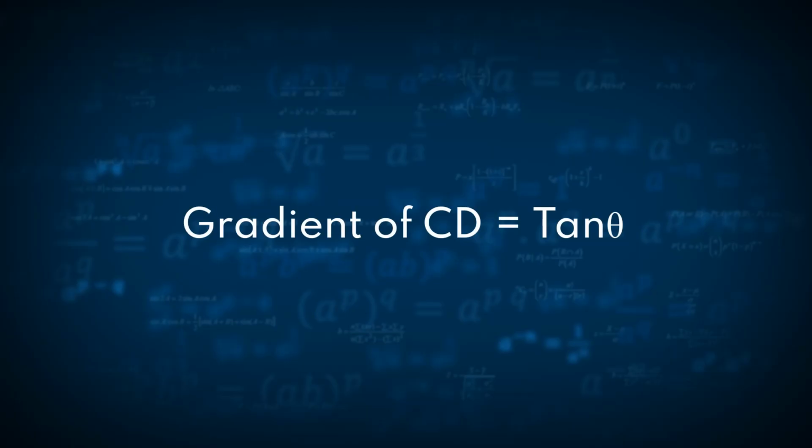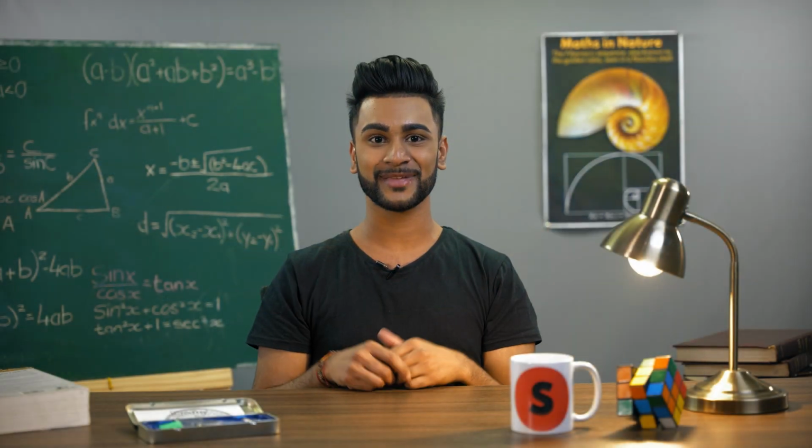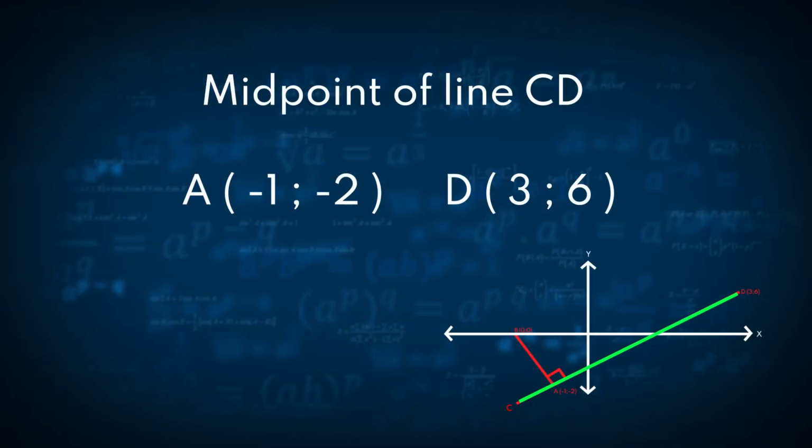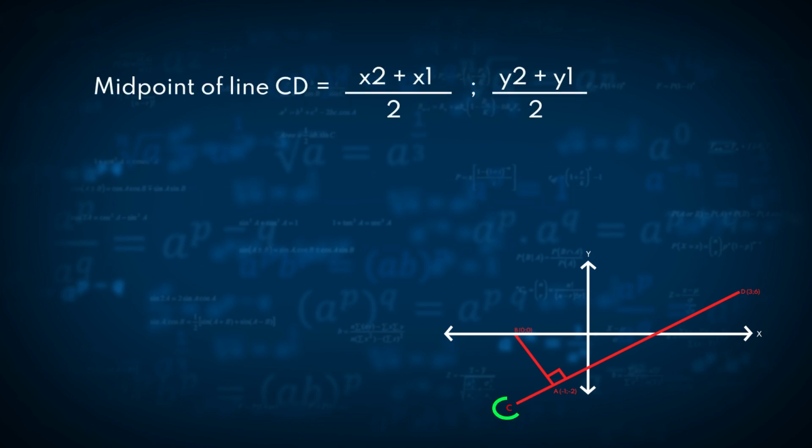Now let's calculate the angle of inclination of line CD. Remember, the gradient of CD equals tan theta. Now we have to first find the gradient of CD, and then we will be able to calculate the angle. Before that, note that we are not given the coordinates of C, but we can find them using the midpoint formula because we are given the midpoint of line CD, which is A(-1; -2), and we have point D(3; 6). So the midpoint of line CD equals ((x2 plus x1) over 2; (y2 plus y1) over 2). We will calculate these values separately, starting with the x value.